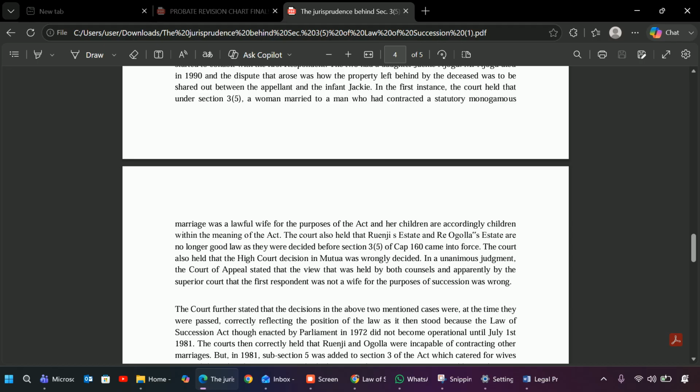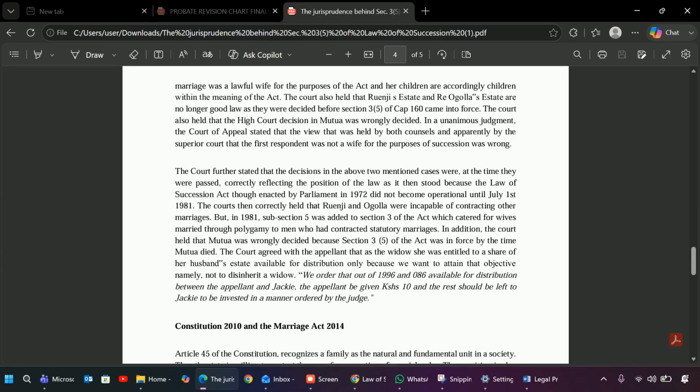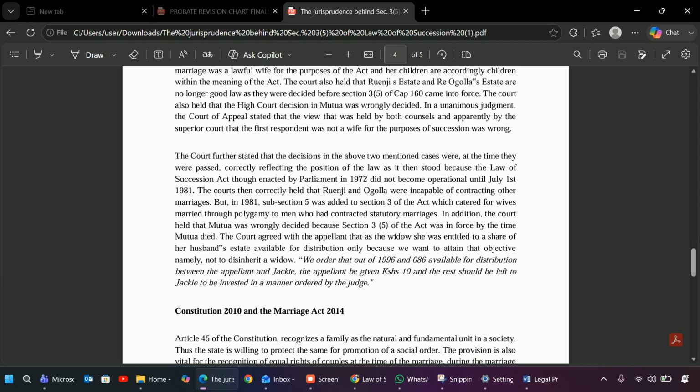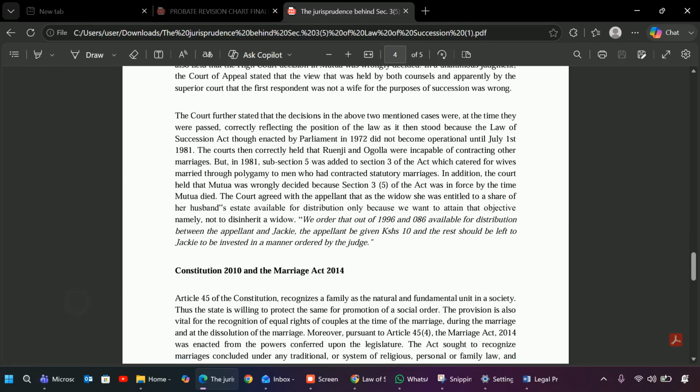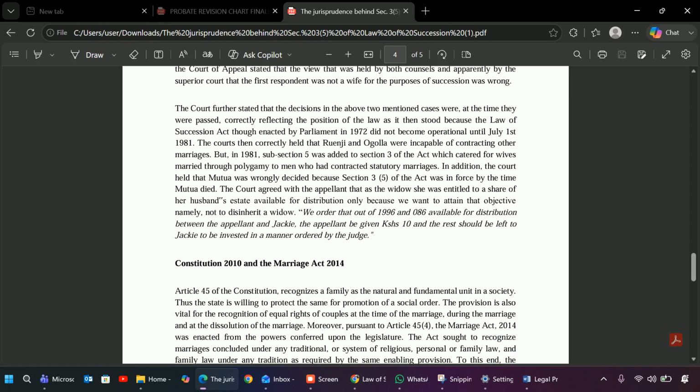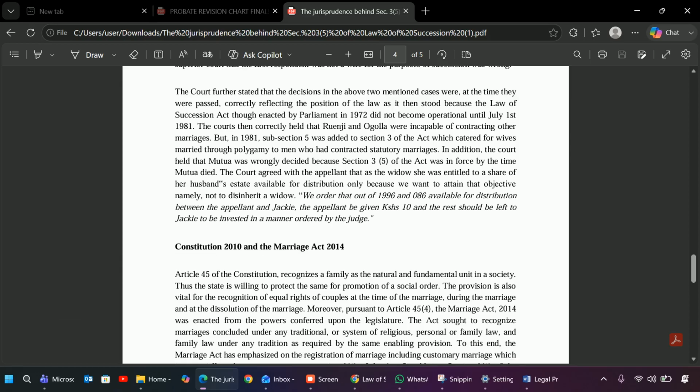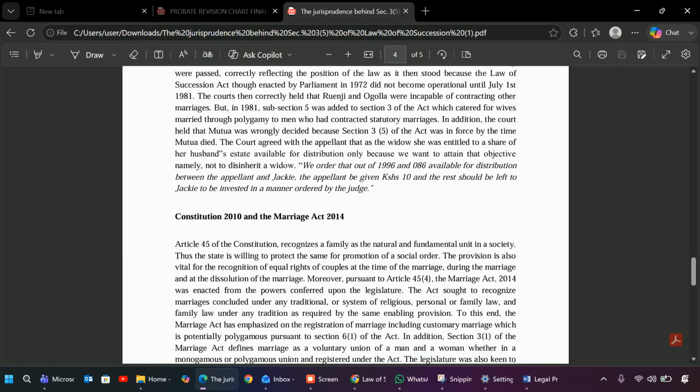In a unanimous judgment, the Court of Appeal stated that the view that was held by both counsels and apparently by the Superior Court that the first respondent was not a wife for the purposes of succession was wrong. The court further stated that the decisions in the above two mentioned cases were, at the time they were being passed, correctly reflecting the position of the law as it was then. The courts then correctly held that Ruenji and Ogola were incapable of contracting other marriages. The court agreed with the appellant that as the widow, she was entitled to a share of her husband's estate available for distribution, only because we want to attain that objective, namely not to disinherit a widow.